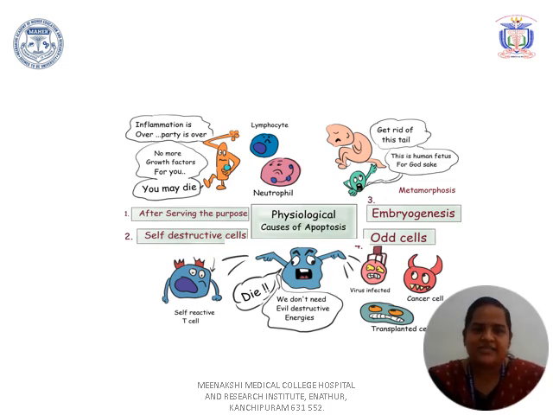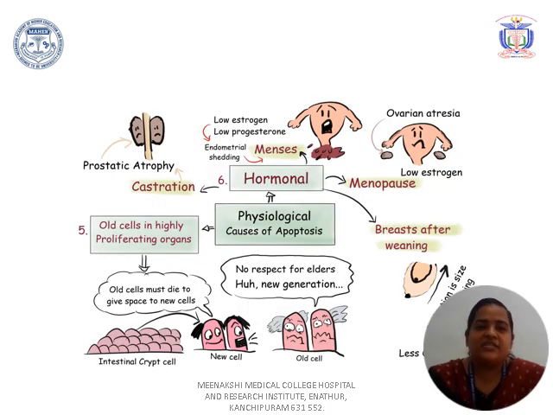Next, a few odd cells like pathogens, cancer cells or viruses entering your body are destroyed by the process of apoptosis. Next are old, worn out cells which have to be replaced by new cells; there apoptosis has a role. Next is hormonal: following breastfeeding and menopause the uterus returns to its original size, and following weaning the breast returns to its original size, which is also a cause of physiological apoptosis.